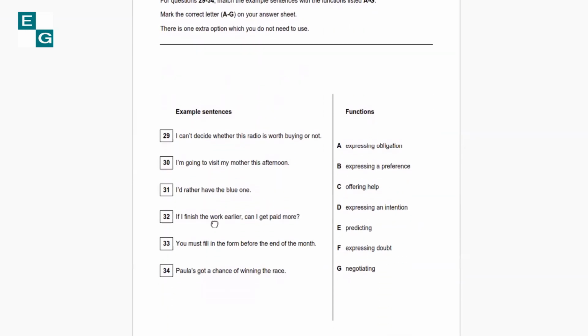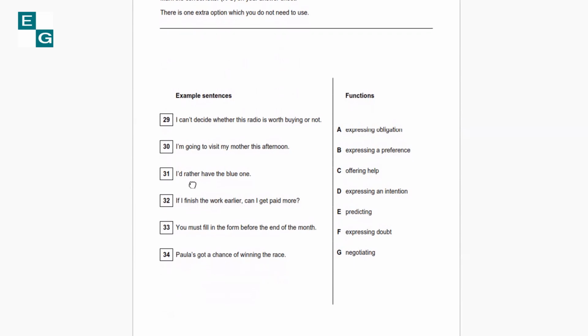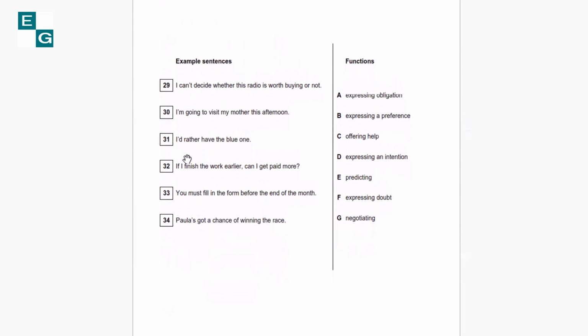And we're going to work on the functions unit. For questions 29 through 34, match the example sentences with the functions listed A through G. Mark the correct letter A through G on your answer sheet. There is one extra option which you don't need to use. So, let's think about it.